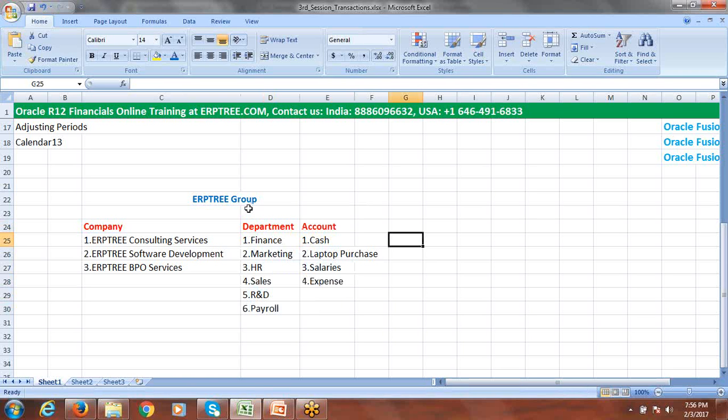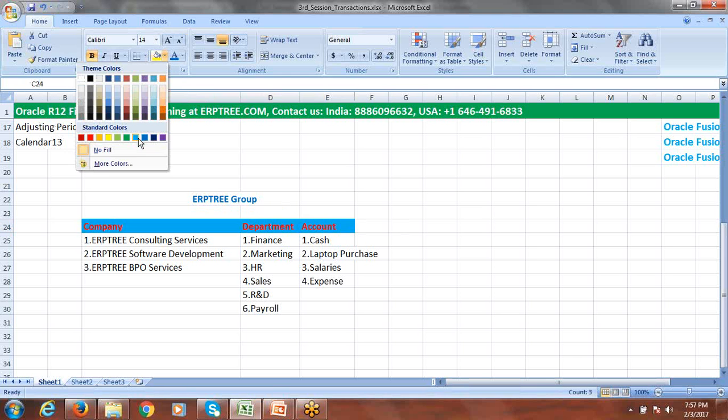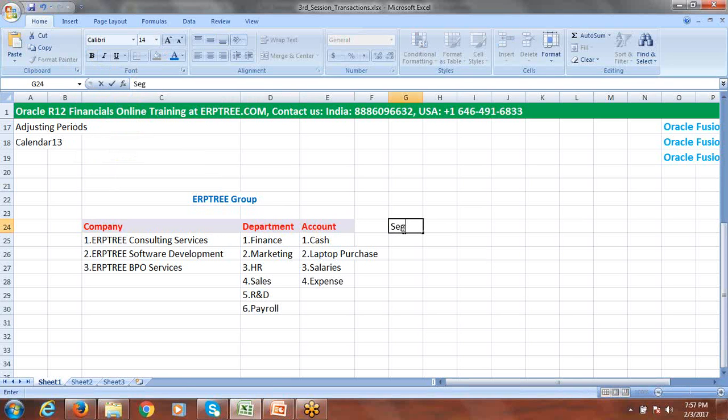If you are going to maintain the same information in the system, we will give some naming convention for this. The titles that we have given here, these titles we simply call segments. Make a note: what we call segments.